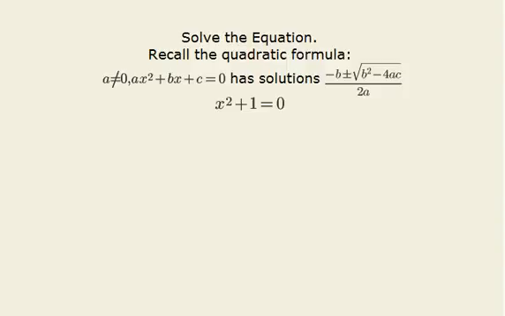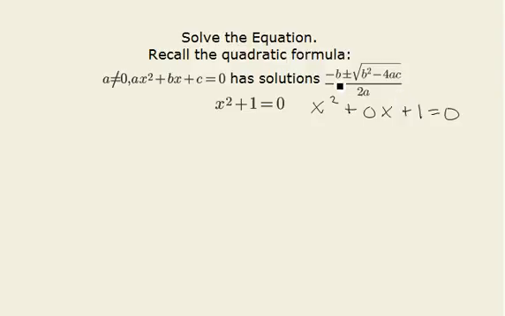Let's put our equation x squared plus 1 into the form ax squared plus bx plus c equals 0. So we have x squared, plus 0x since that term is missing, plus 1 equals 0. Now we can use our a, which is 1, our b, which is 0, and our c, which is 1, in our quadratic formula.